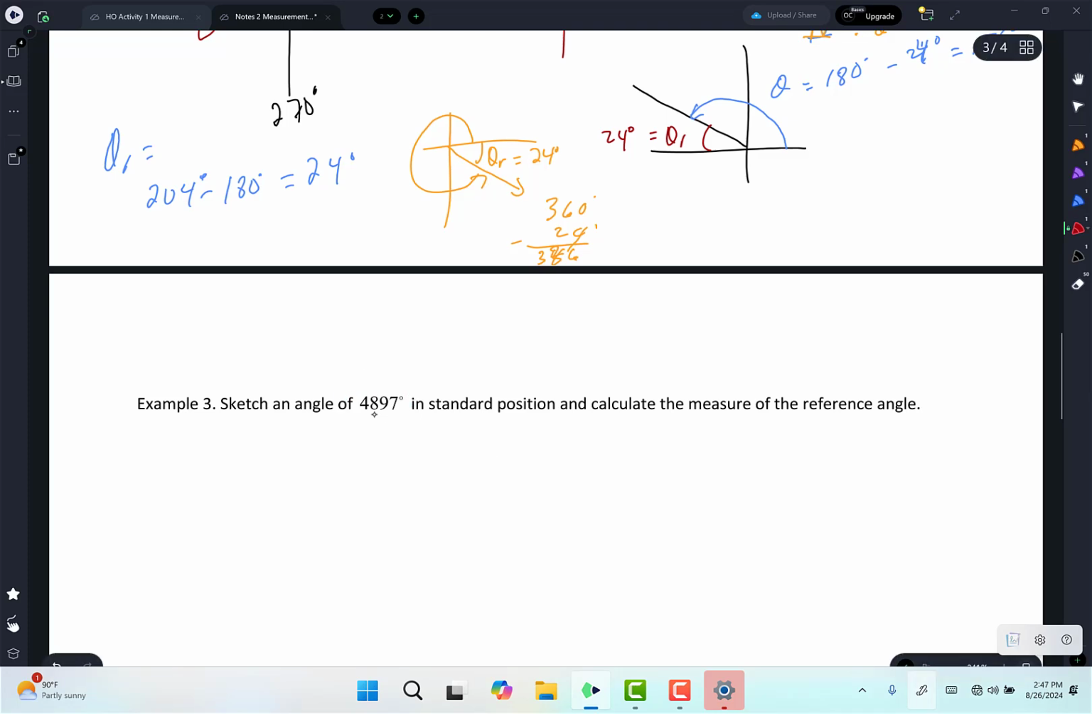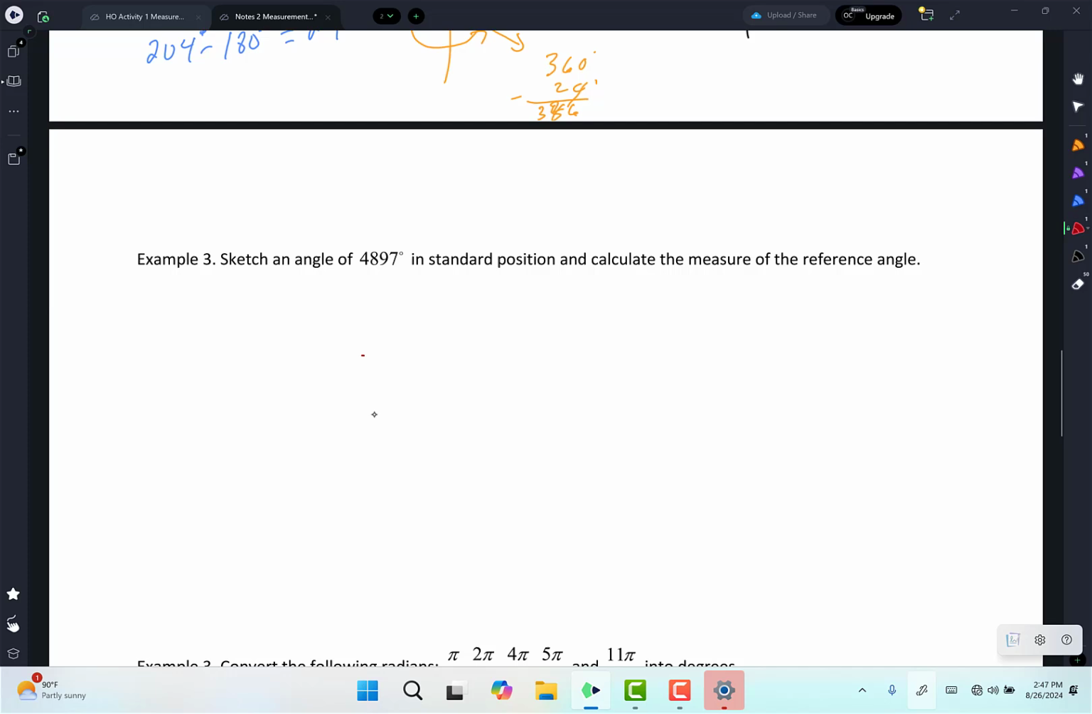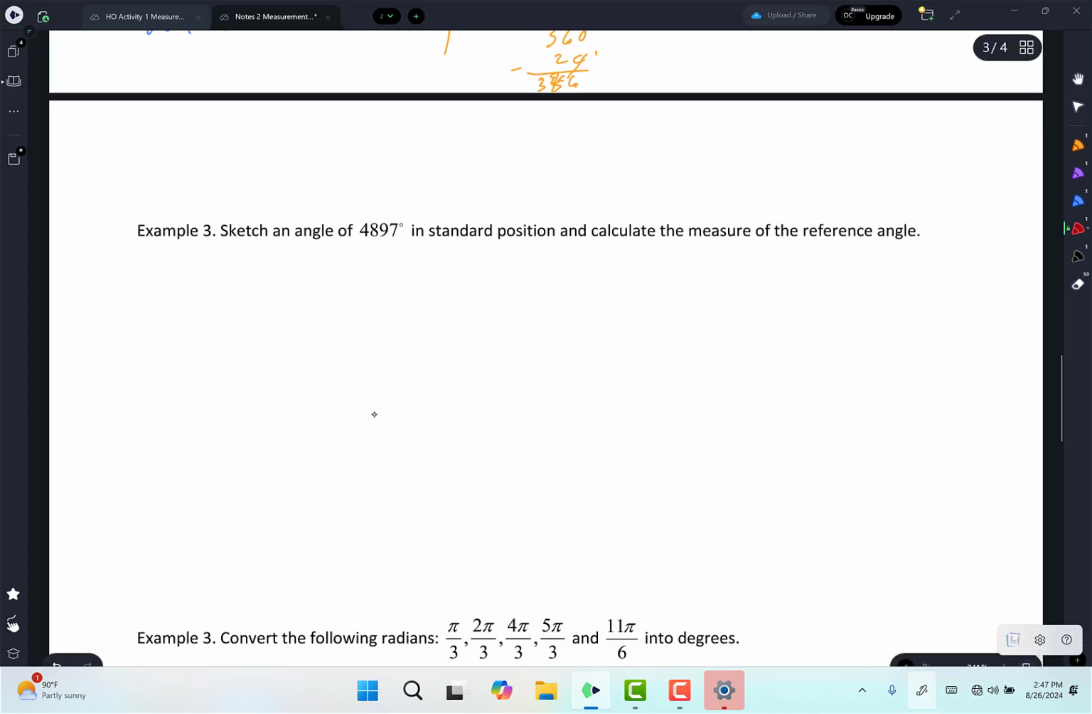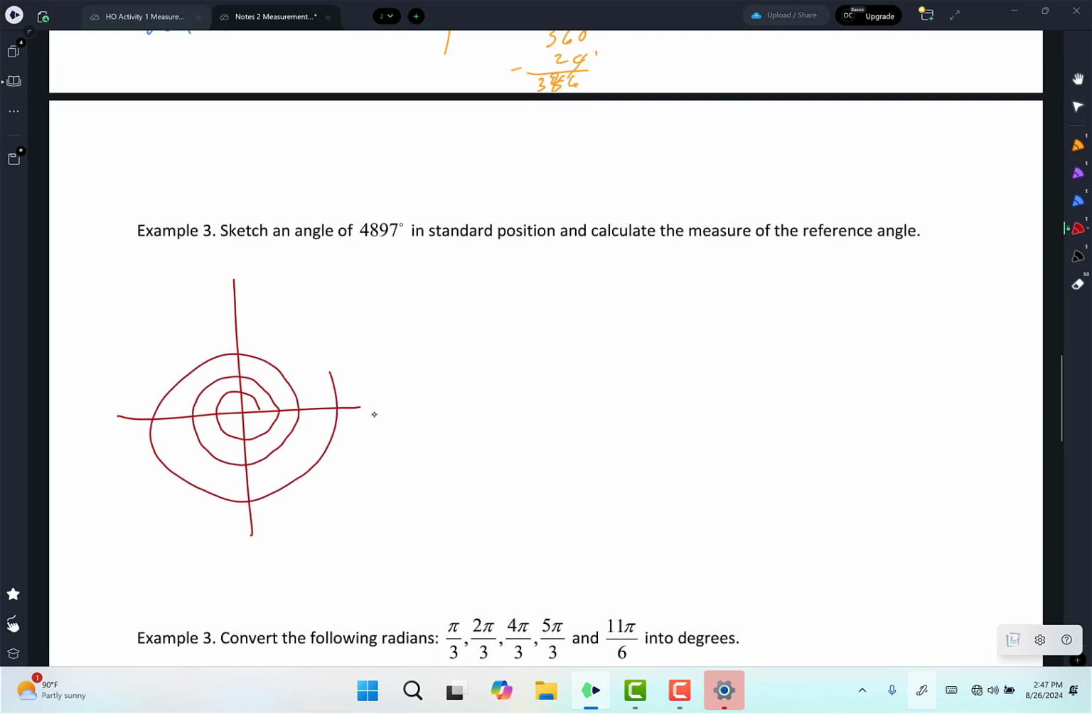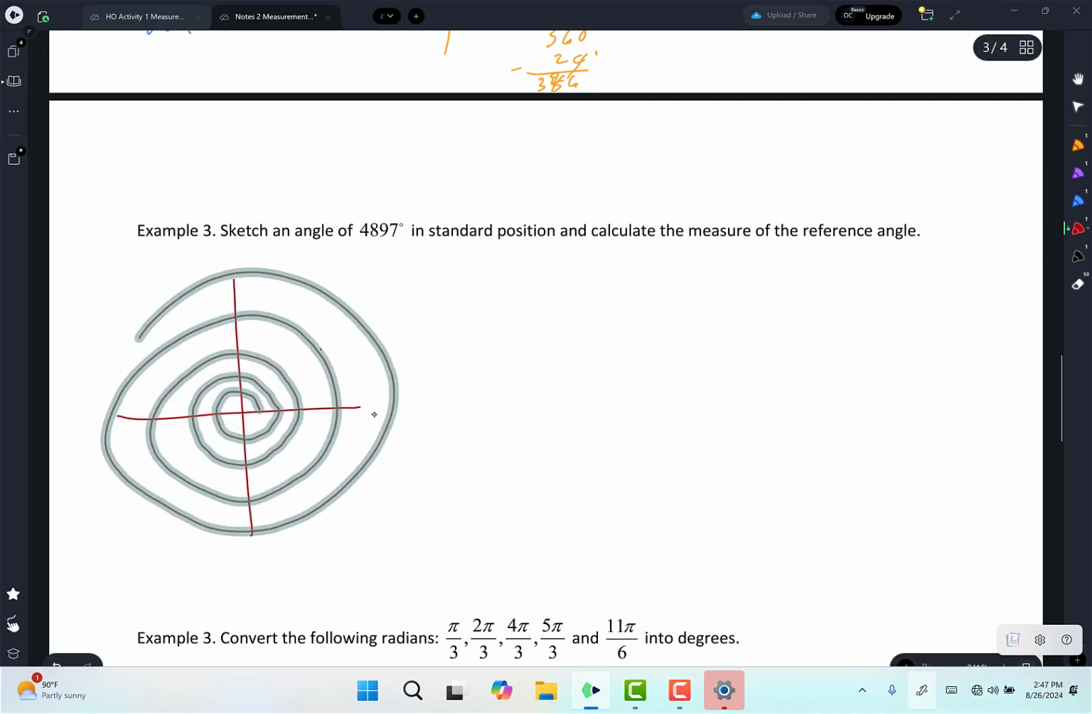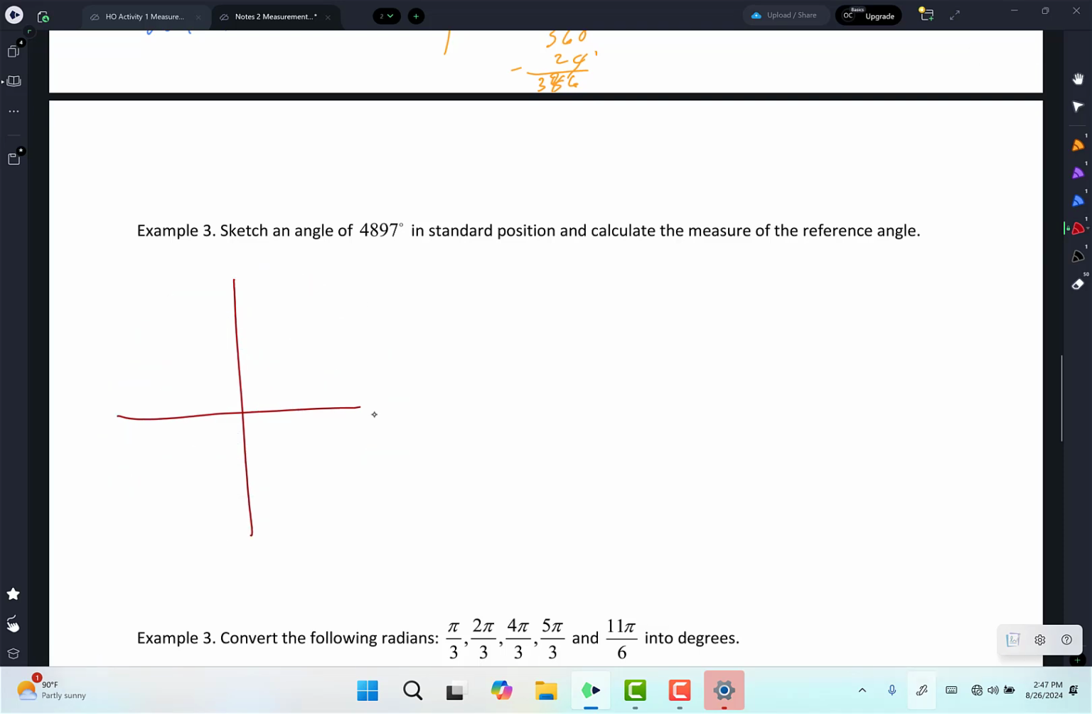You can, if you wanted to, go 360, 720, and then keep going until you figure out where you're at. I've seen one kid do it, but don't, it's going to take you forever. I'm not saying it's the right way because there are many ways to do it. Here's what I would do.